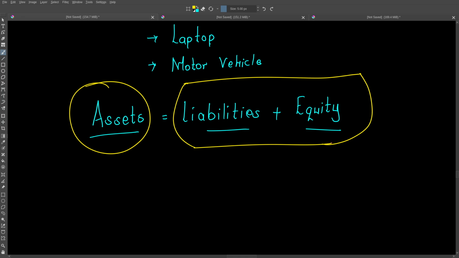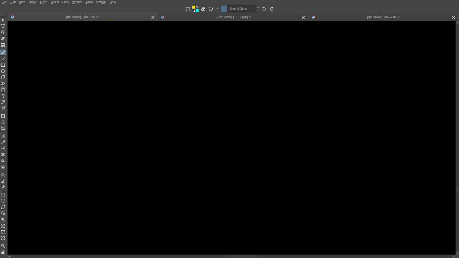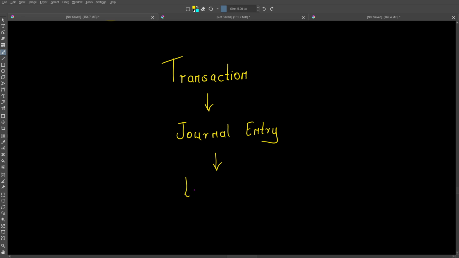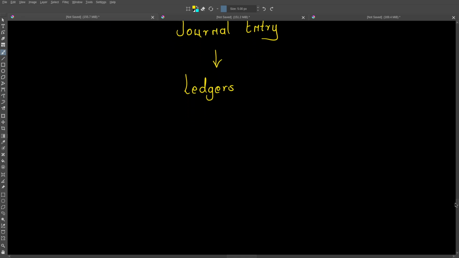So one thing to know: if you've prepared your balance sheet correctly, then the assets will always equal the liabilities plus equity. Another thing, let us see how we arrive at the balance sheet. Remember the accounting cycle. After you've recorded the transactions during the period as they happen, you pass the necessary journal entries, which are summarized in the ledgers. At this point, you're able to get a trial balance.